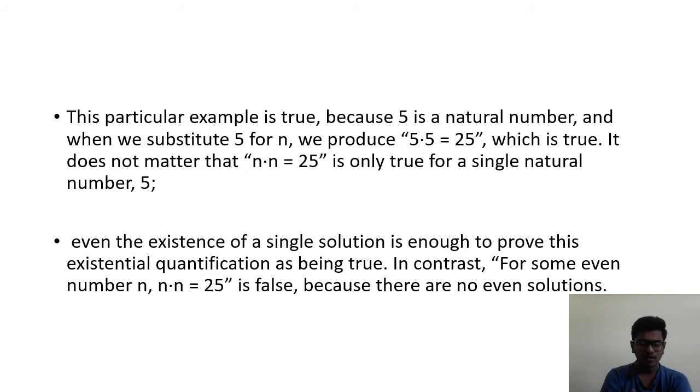So, in the example we take n into n equal to 25. When we substitute 5 as a natural number for n, we produce 25, which is true. And coming to even numbers, if we substitute, we cannot get 25, and it becomes false because there are no even solutions in the above statement. So when we take even values in the place of n, the statement becomes false.